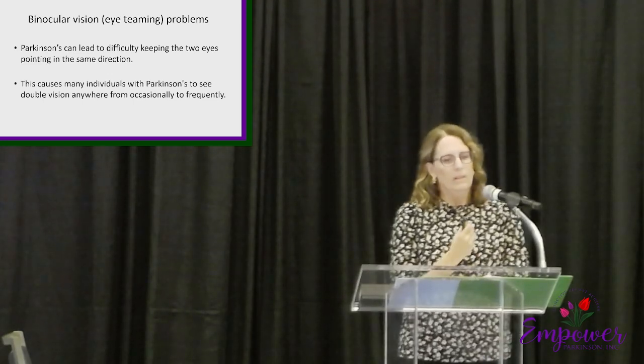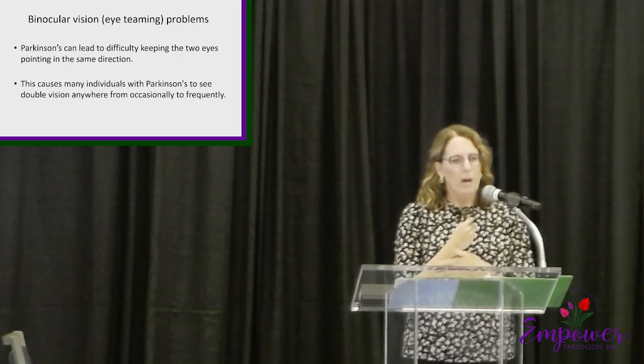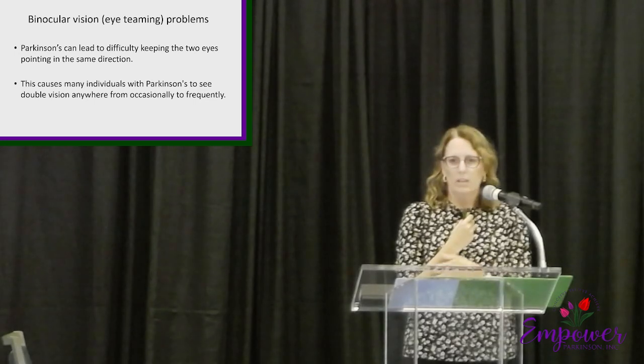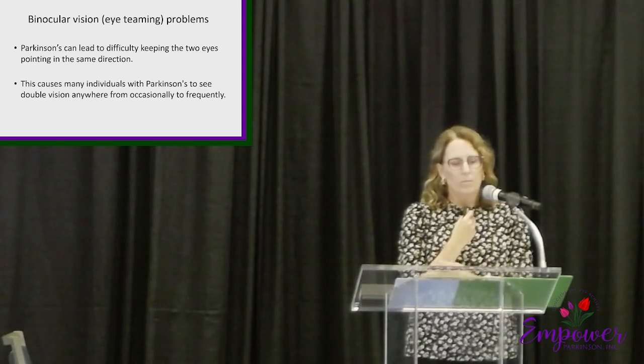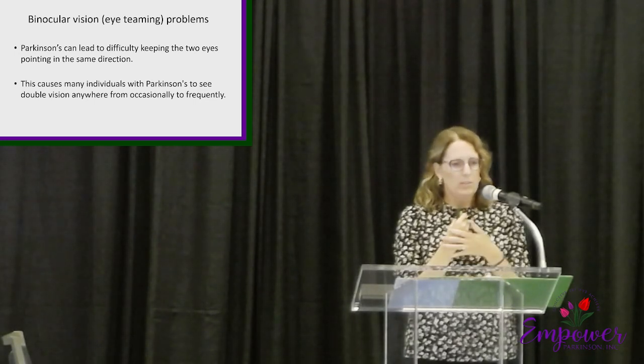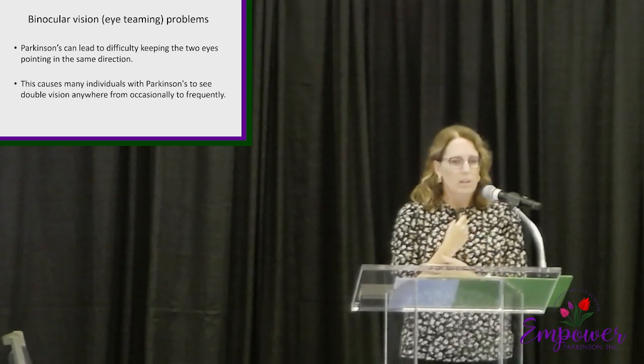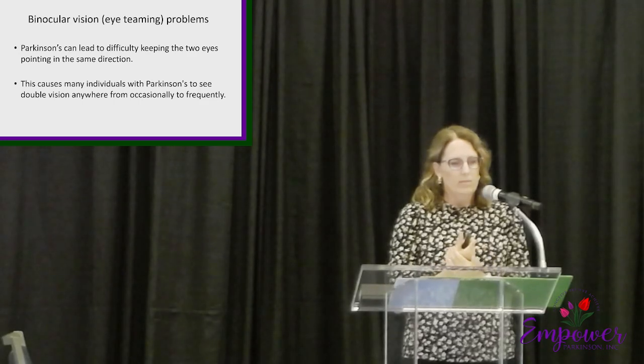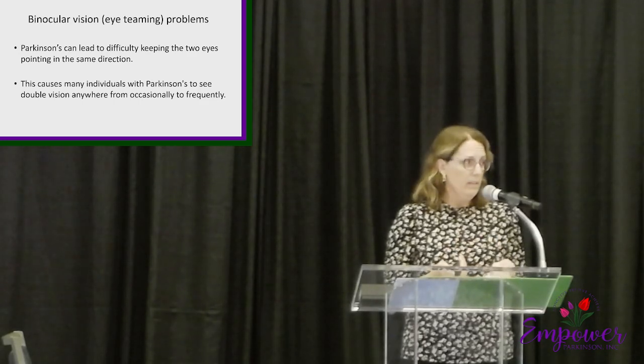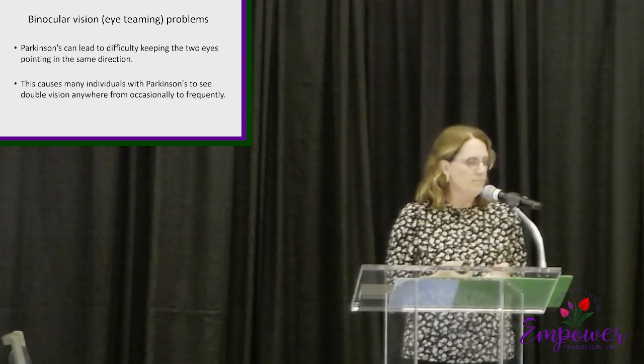Another common visual finding is problems with binocular vision or using your eyes together. So Parkinson's can lead to difficulty keeping the two eyes pointing in the same direction. Sometimes it does lead to double vision, which can be intermittent or may sometimes be constant.